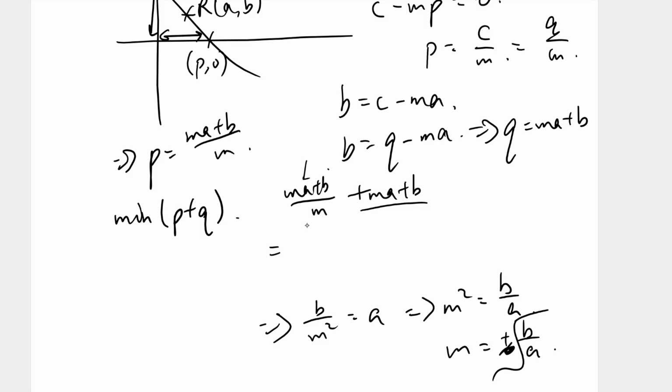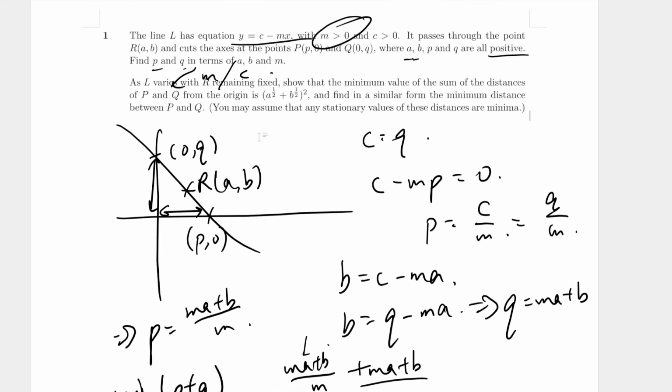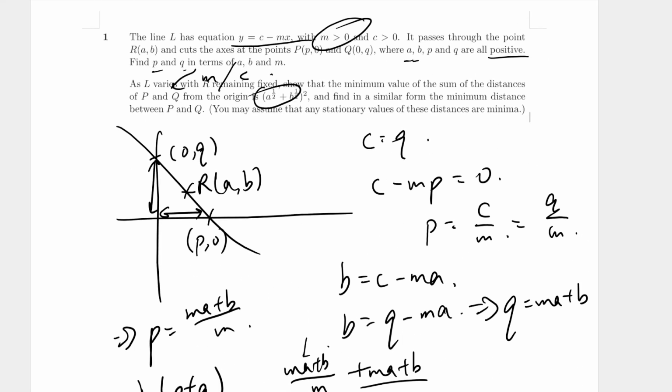So this becomes, what's the first bit? First bit is a plus b over root (b over a), plus root (b over a) times a plus b. What is that? That's just a plus, both of them are root ab, yeah, plus b, and that gives the desired result, root a plus root b all squared. Agreed? Yeah, because a to the 1/2 is just square root, right? So square root of a plus square root of b all squared. Lovely.